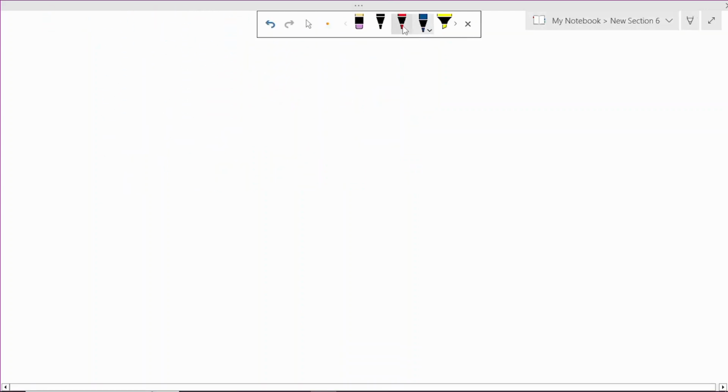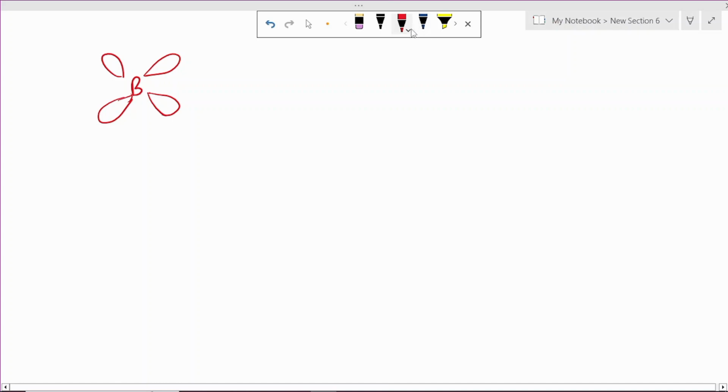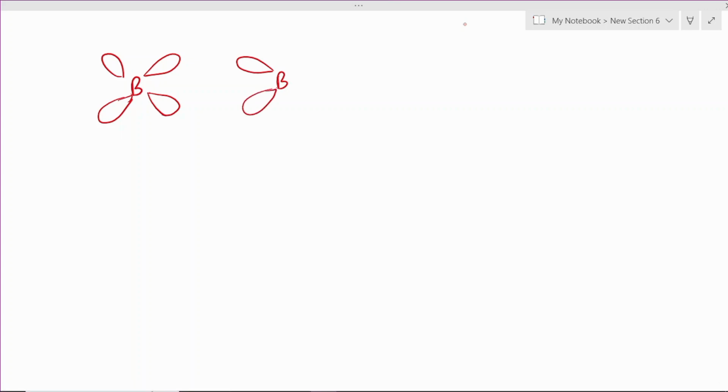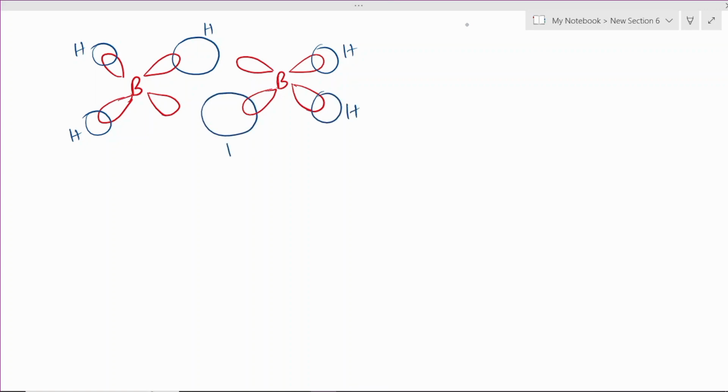If we draw the orbital picture of B2H6, this is the 4 sp3 hybrid orbitals of one boron, and this is another boron. Here is one hydrogen, here also one hydrogen, and here also one hydrogen, and similarly on the other boron.